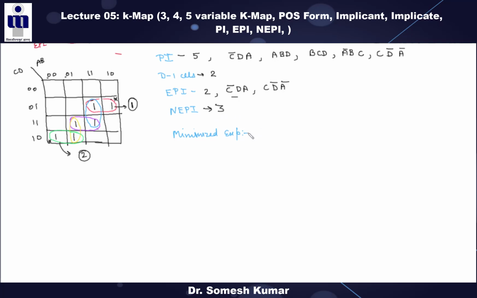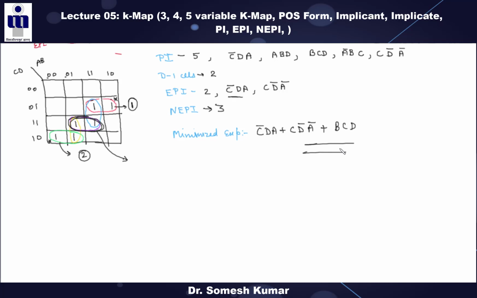And what is the minimized expression? In the minimized expression these two terms must come. And what are the extra terms? You can take an extra term, this one also you can take, right? Clear? And what is this? BCD, right? Clear? This is your minimized expression. Any doubt in this? So you can solve this type of numericals.